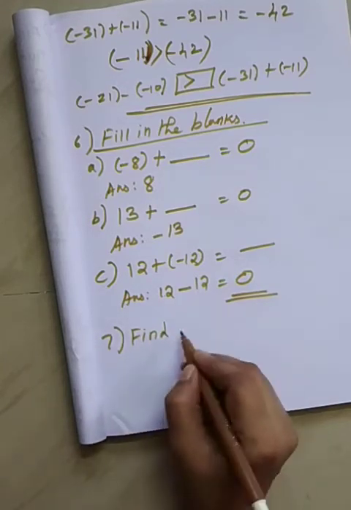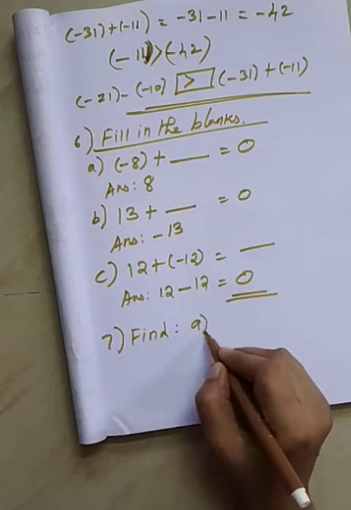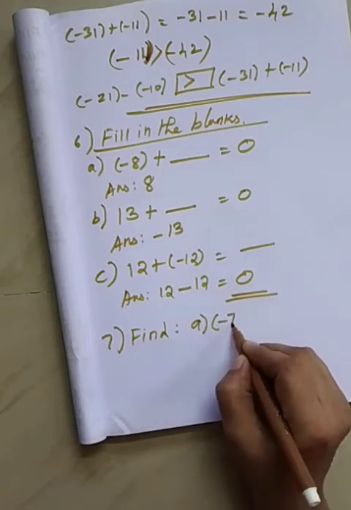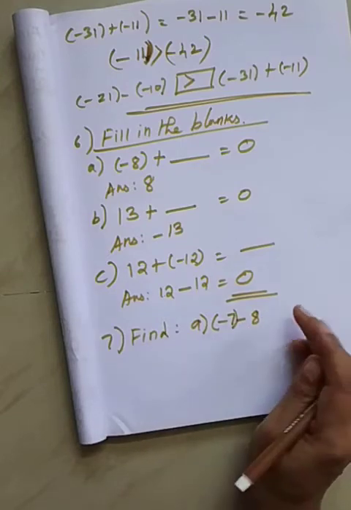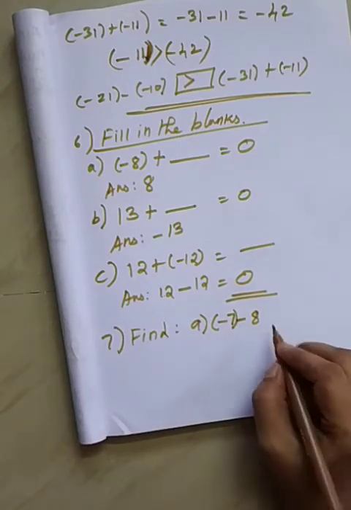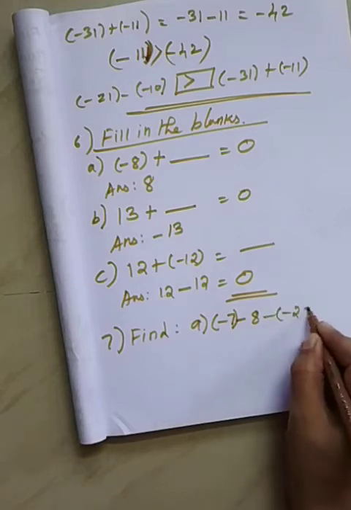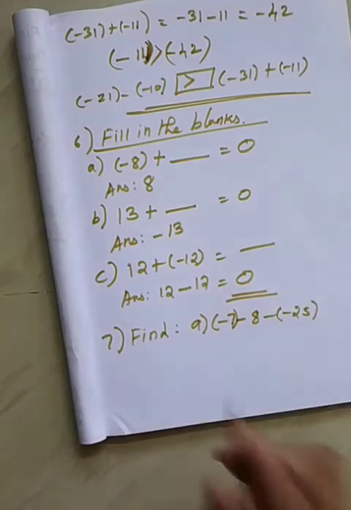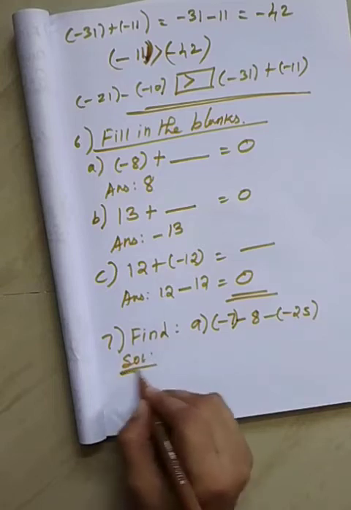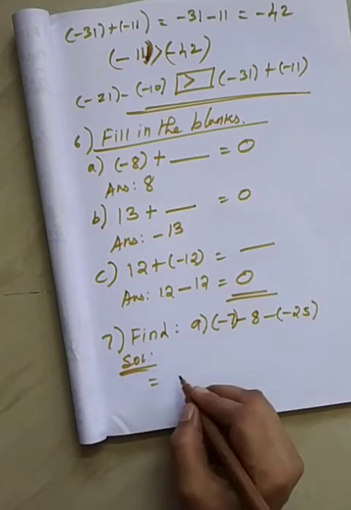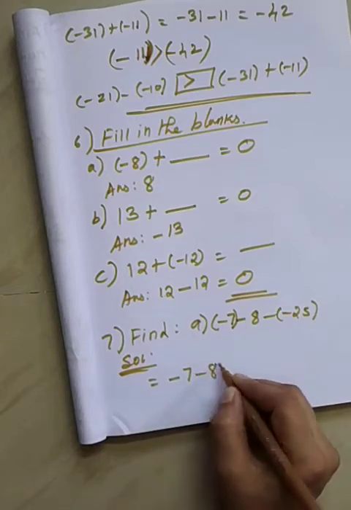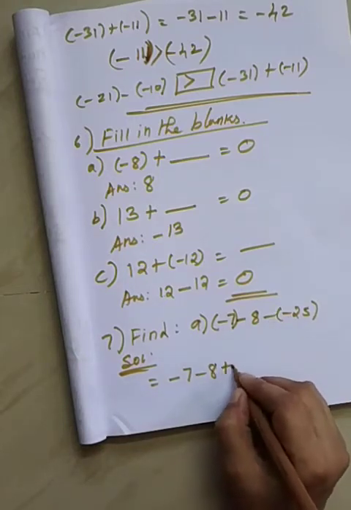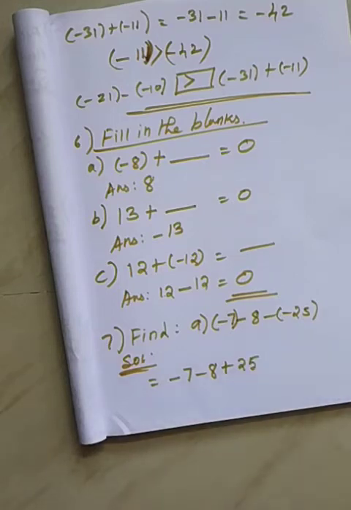Find the first problem. Minus 7 minus 8, put the bracket, minus 7 minus of minus 25. How can you simplify this one? See, first of all, you can write minus 7 in this minus 8 minus into minus plus 25, or otherwise you can use the additive inverse.